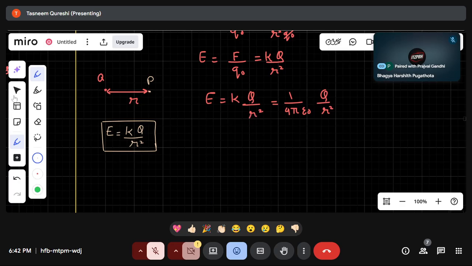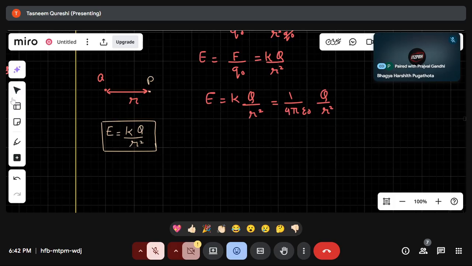It is the same as Coulomb's law only. The only thing is in Coulomb's law you have two charges. In electric field you have only one charge. So this is the electric field due to a point charge.